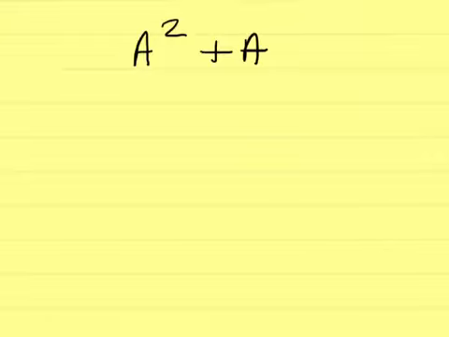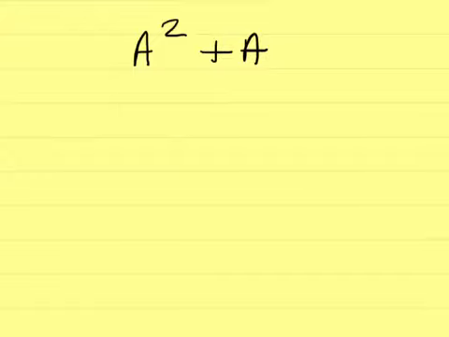For example, you could have something that looks like this: a squared plus a. What we want to do is factor that as completely as possible. We want to find the highest term that goes into both terms. I can divide both terms by something that they both have in common.